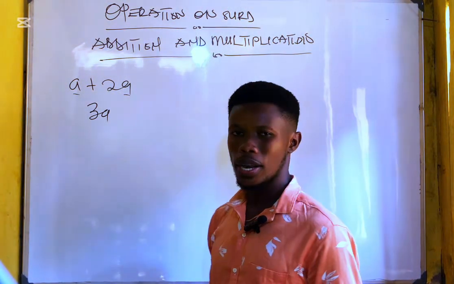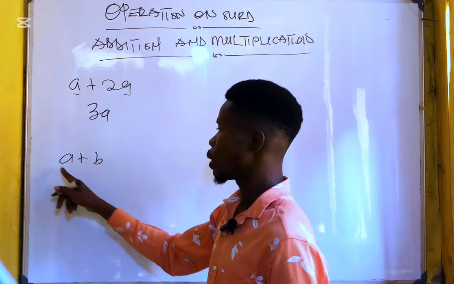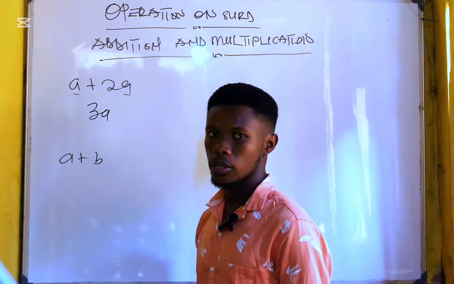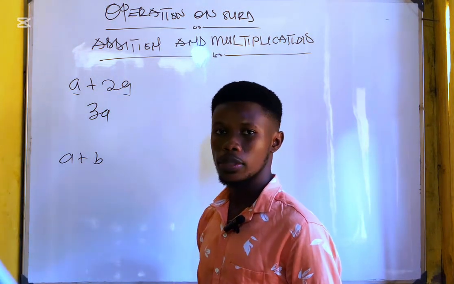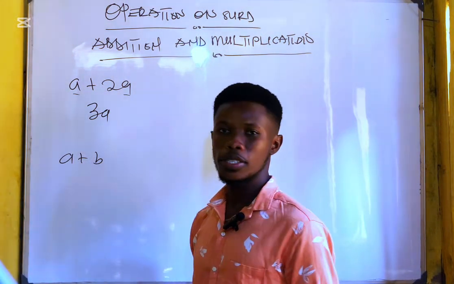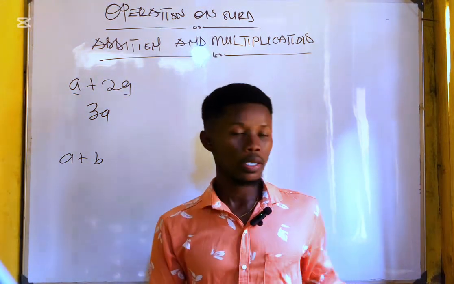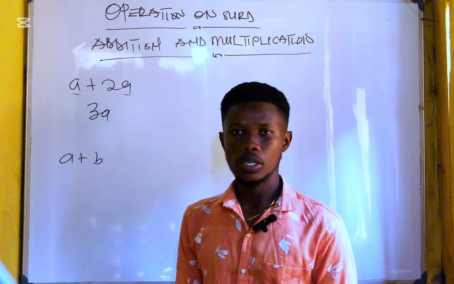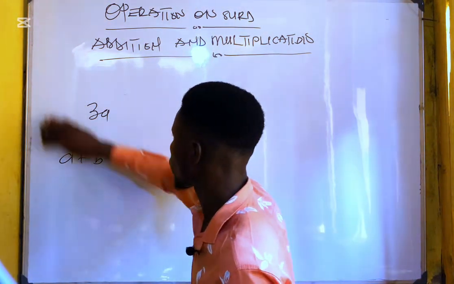What do you mean by unlike term? If this side is a and this is b, this is an unlike term because I can't add them. A plus b is an unlike term. This is a, this is b, they are not the same. When you say something is unlike, they are not the same. Is that okay? It's the same idea that you are going to apply to our set. Is that okay? Good.